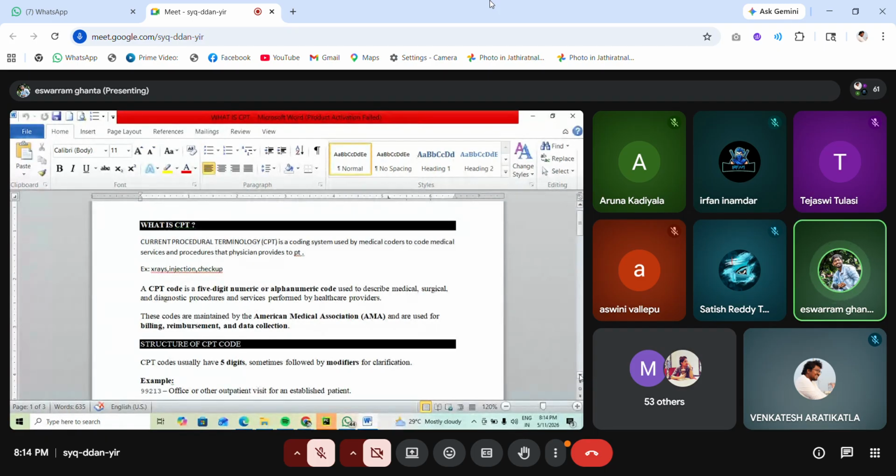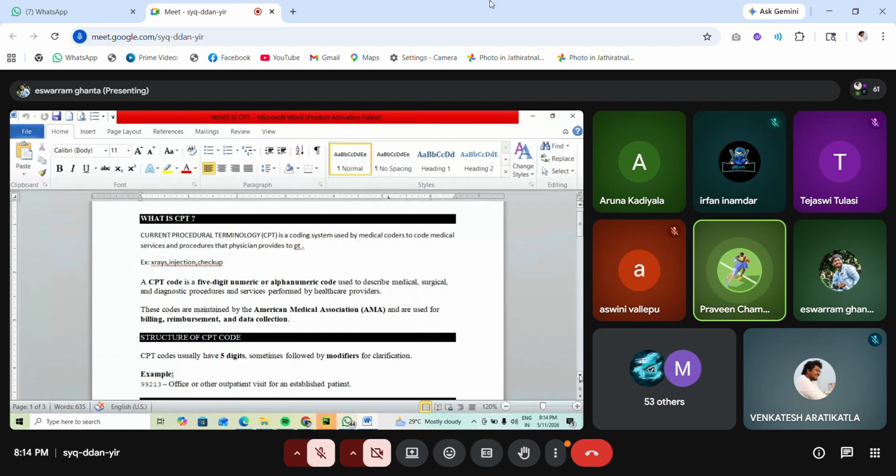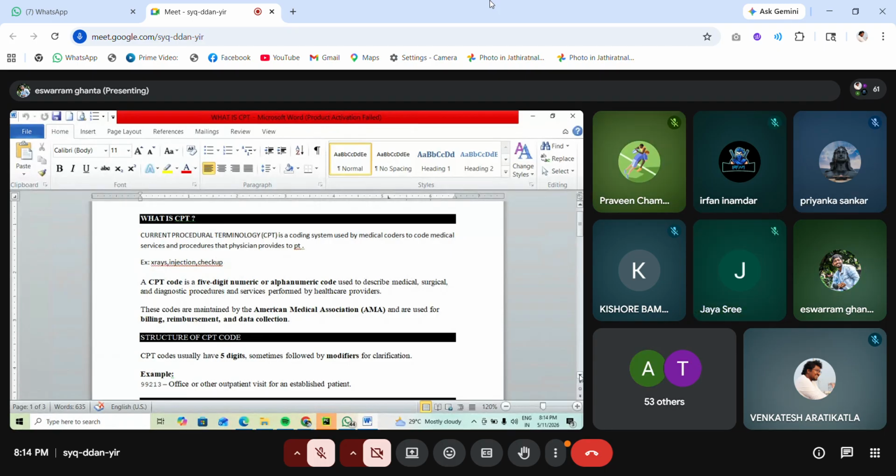In the ICD, what are the codes and what are the minimum and maximum characters? 3 to 7 alphanumeric codes. Yes, minimum 3, maximum 7 characters are there in the ICD. But here, every CPT code has a standard 5 digits only.